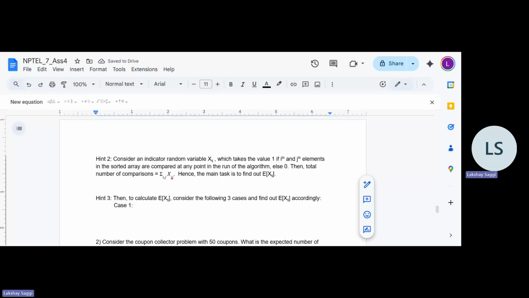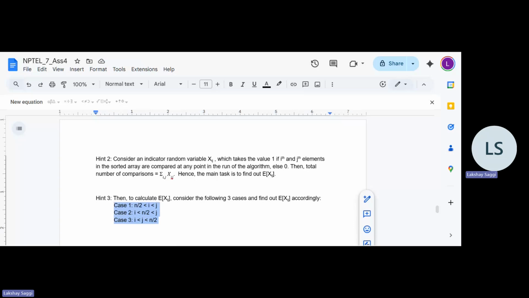The median in the n-length array is the n by 2th element, approximately. So suppose one case is that the value n by 2 is less than i, which is less than j. We'll always be assuming without loss of generality that i is less than j. Case 2 will be that n by 2 is between i and j, and case 3 would be that n by 2 is greater than both. In these three cases, you will have to find the expectation.